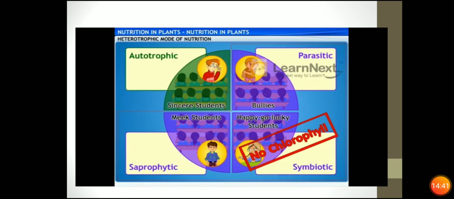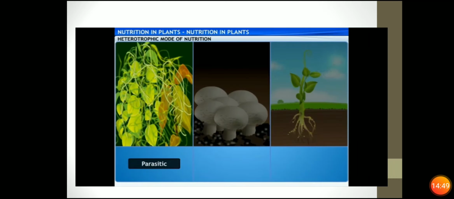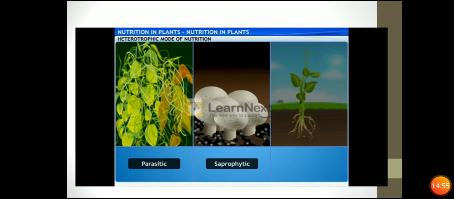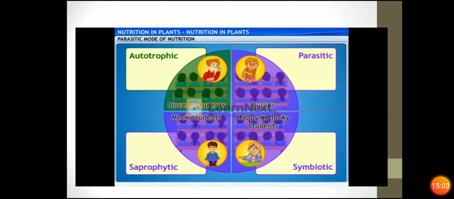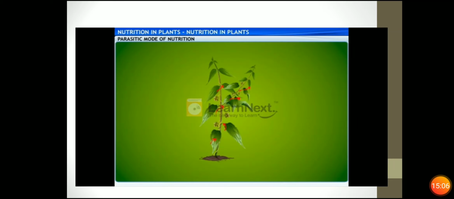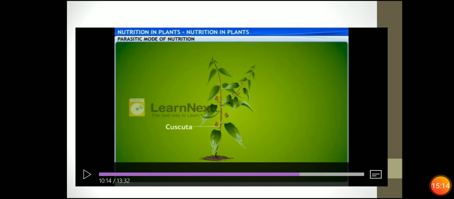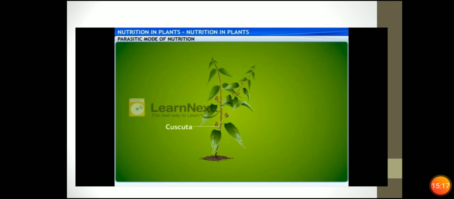Heterotrophic plants don't have chlorophyll and are unable to produce food using the process of photosynthesis. They obtain food from other plants by following either a parasitic, saprophytic, or some other form of symbiotic relation with them for food. Like bullies snatching homework from other kids, some plants, like the cuscuta, snatch food from other plants by climbing on them. Now the cuscuta is snatching the food from other plant, so it is known as parasitic nutrition.